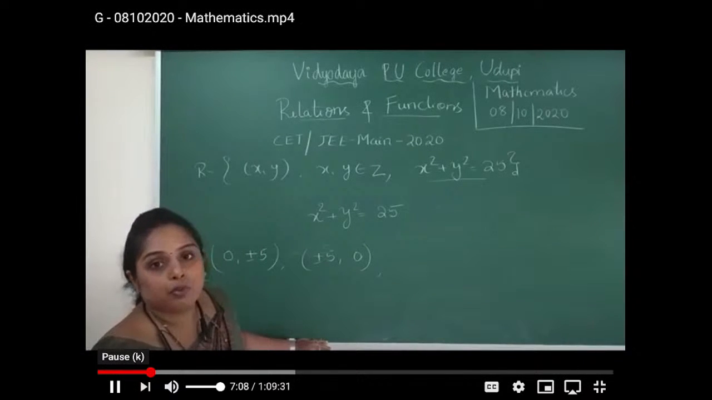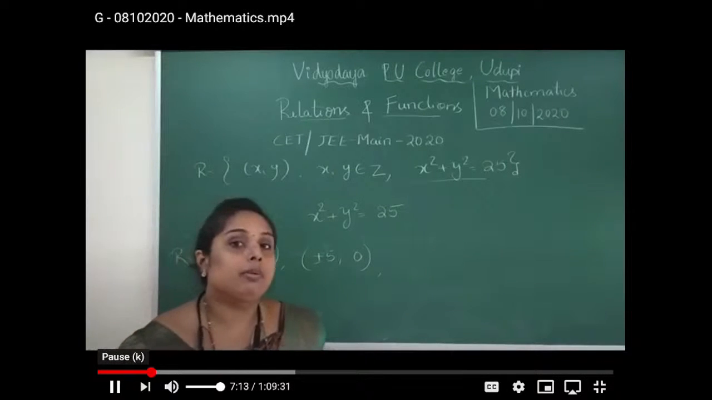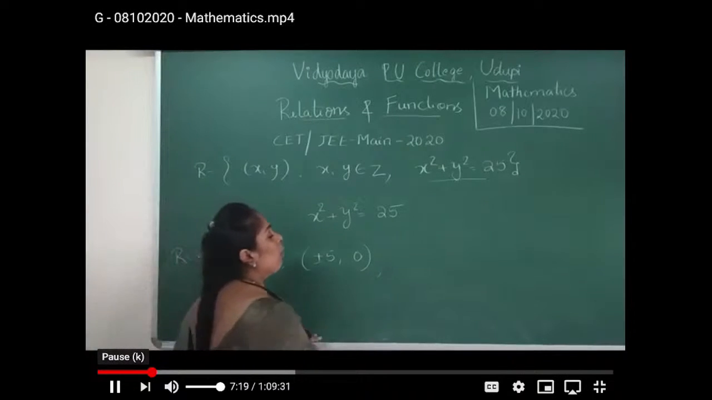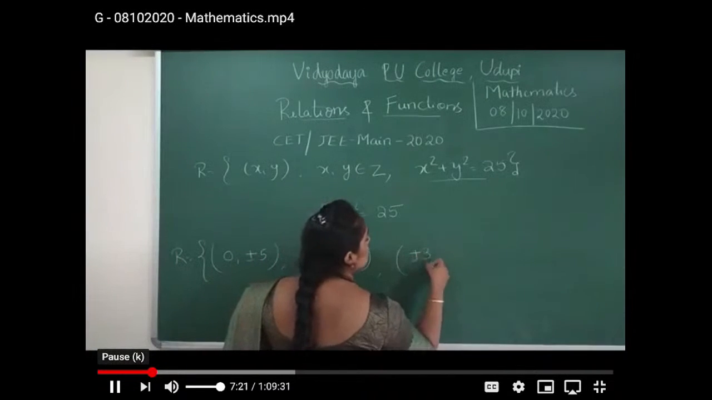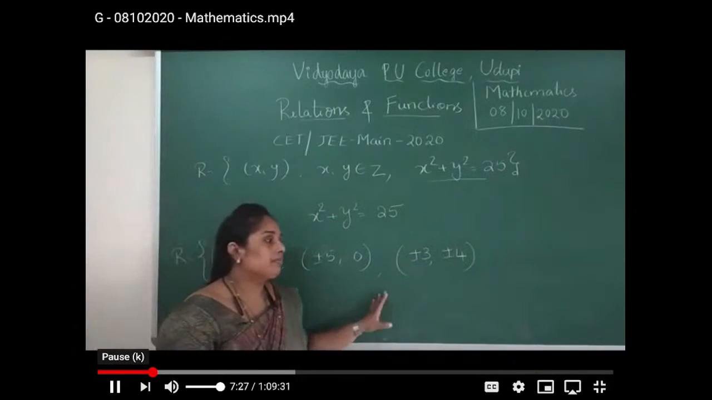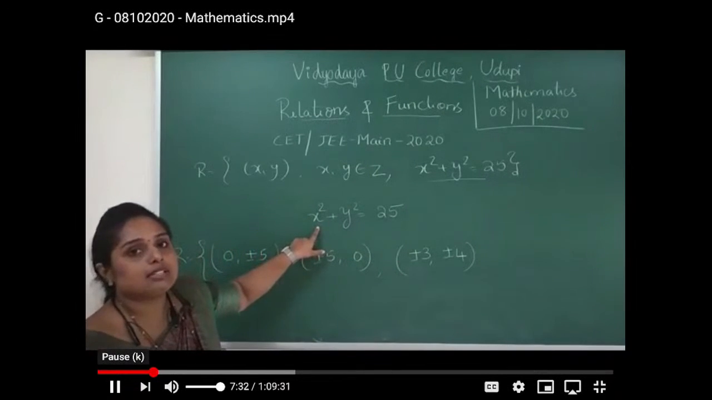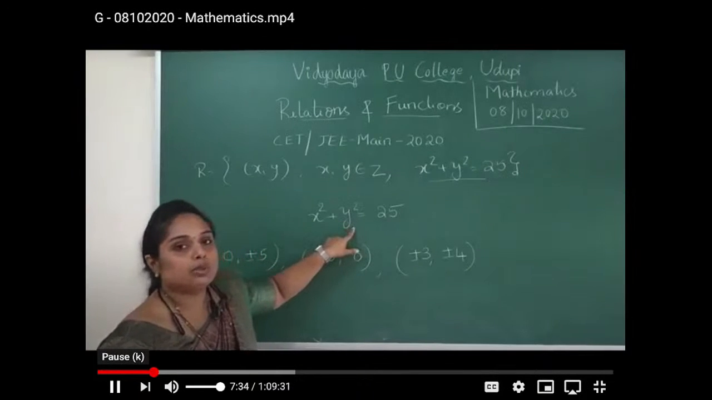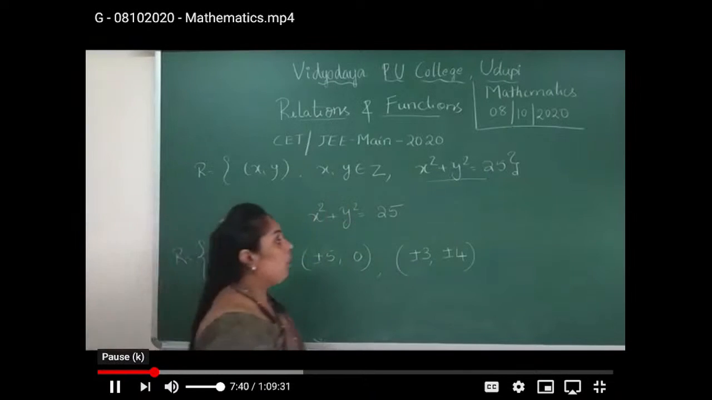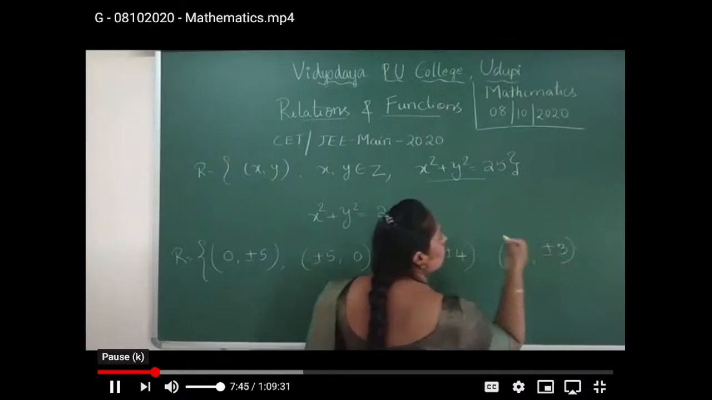See, 3 square plus 4 square. 3 square is 9, 4 square is 16. 16 plus 9 will be 25. So I can write two more elements. Which are those? One is plus or minus 3, plus or minus 4. I'll write it together, because even minus is possible. Minus 3 the whole square is the same as 9 only, and minus 4 the whole square. So plus or minus 3 square plus plus or minus 4 square will give you 25. Or I can even write plus or minus 4, plus or minus 3.